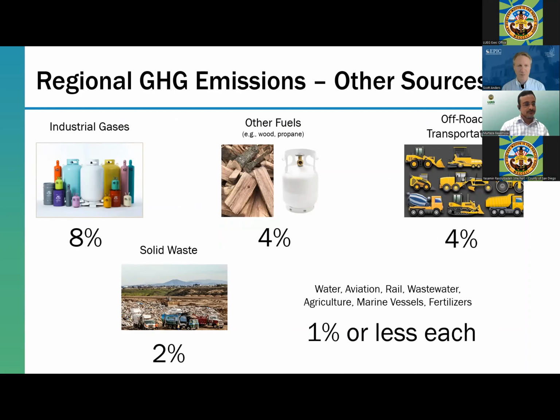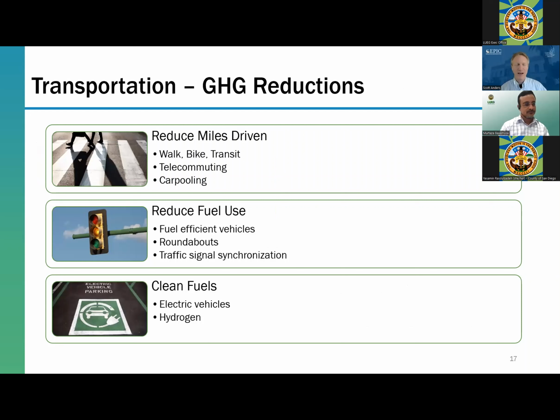So to frame our discussion, and this is how we think about transportation, what are the ways we can reduce emissions. We can reduce the miles driven, so walk, bike, transit, telecommuting, carpooling, basically some alternative to driving in a car or truck. The second is reducing fuel use, and this can be done through the efficiency of vehicles or the transportation system efficiency. So roundabouts, traffic signals, we'll talk more about that. And then finally, clean fuels like electric vehicles or vehicles fueled by other cleaner fuels like hydrogen.